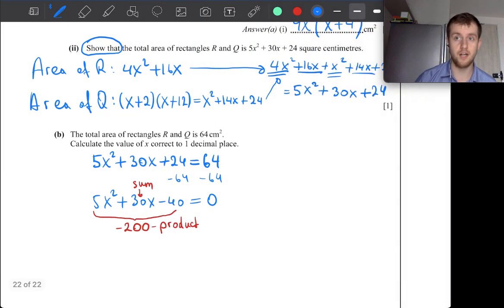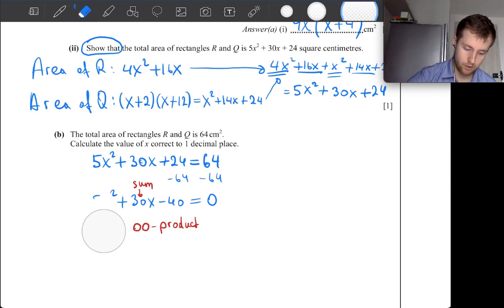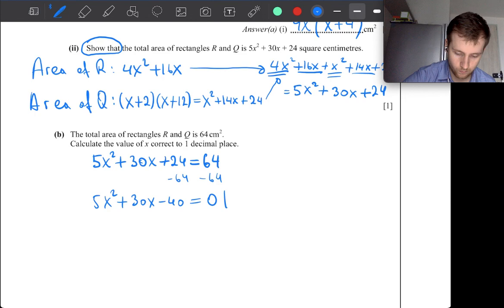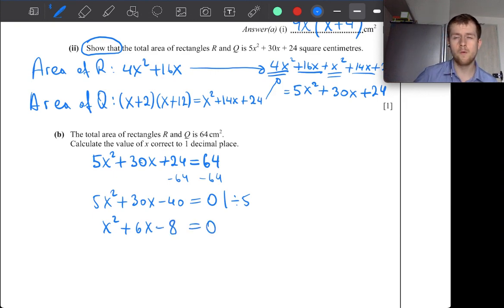Okay, so as you can see, I tried, as I've told you before in my last video, you have to try to use factorization. If it doesn't work out, you get to the formula. So that's the way. Actually, you know what? We can actually simplify it. We can actually divide everything by 5. So we get x squared plus 6x minus 8 equals 0.